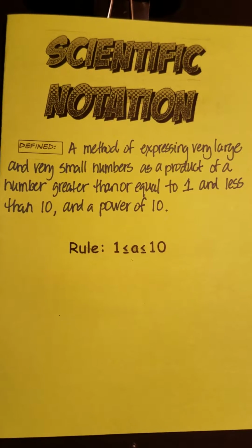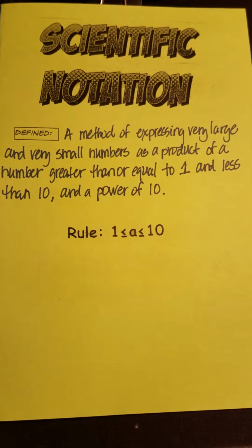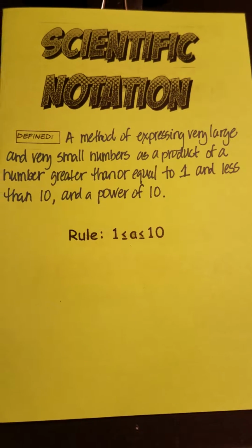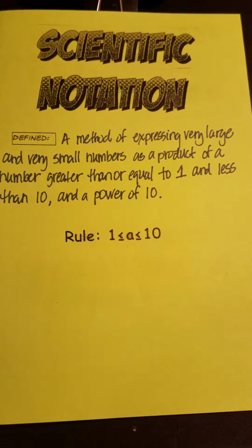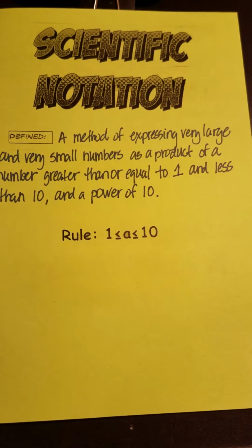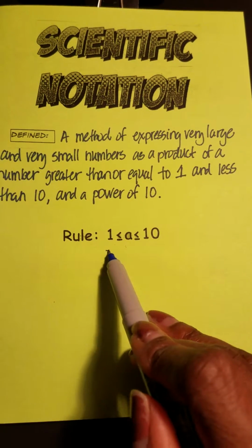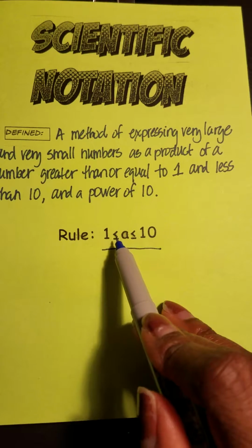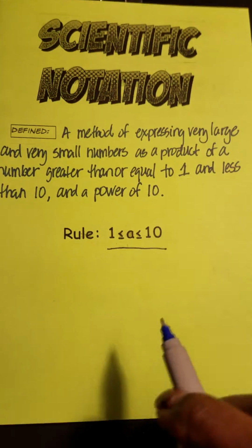All right, so today we're going to be talking about scientific notation. Scientific notation is defined as a method of expressing very large and very small numbers as a product of a number greater than or equal to 1 and less than 10 and a power of 10. Okay, so this rule is always going to come into play. The number that we have has to be greater than 1, but it needs to be less than 10. So we're going to see how we're going to do that today.